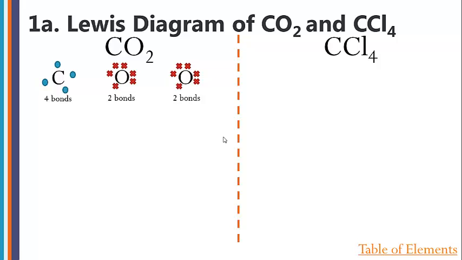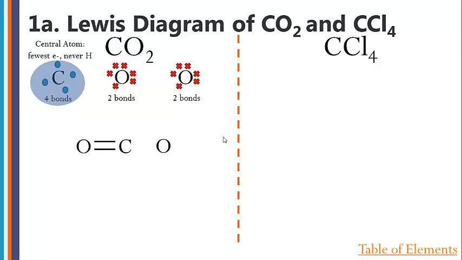Next, I have to figure out which of these 3 atoms is going to be my central atom. The central atom is going to be whichever one has the fewest valence electrons, but never hydrogen. In this case, carbon has 4 and oxygen has 6, so my central atom is going to be carbon. And to that central atom, I somehow have to connect 2 oxygens. For each oxygen, I'm allowed to use 2 bonds, and I have to use up those 2 bonds. So there's 2 bonds to connect that oxygen to that carbon, and same thing on the other side.